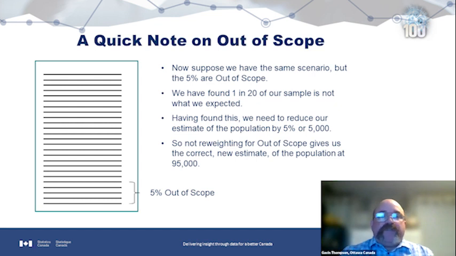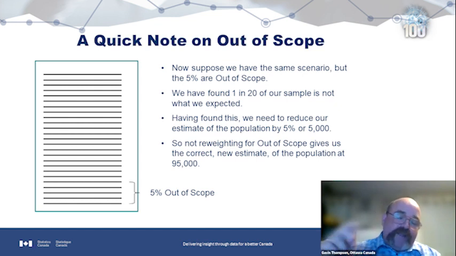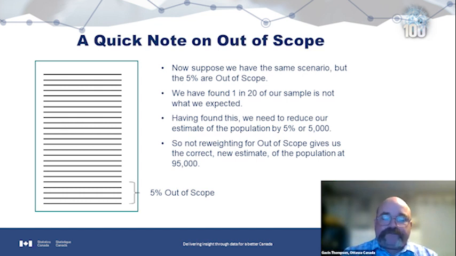But we just talked about the fact we would want to adjust these weights. If this is truly non-response, if we inflate all of the weights by 1 over 0.95, then we'll get back to our original population of 100,000. This isn't the same as out of scopes.